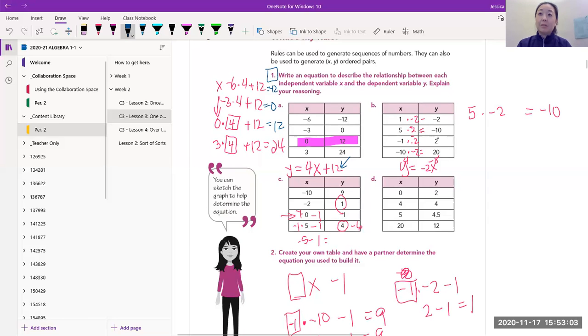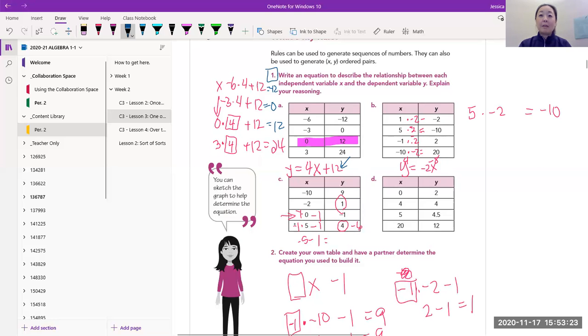-1 times -2 is 2. Okay, that works. And -10 times -2 is +20. So happy days, right? Our function is y equals -2x. Any x that you give me, I'm going to multiply by -2, and that will be my output, which is my y.